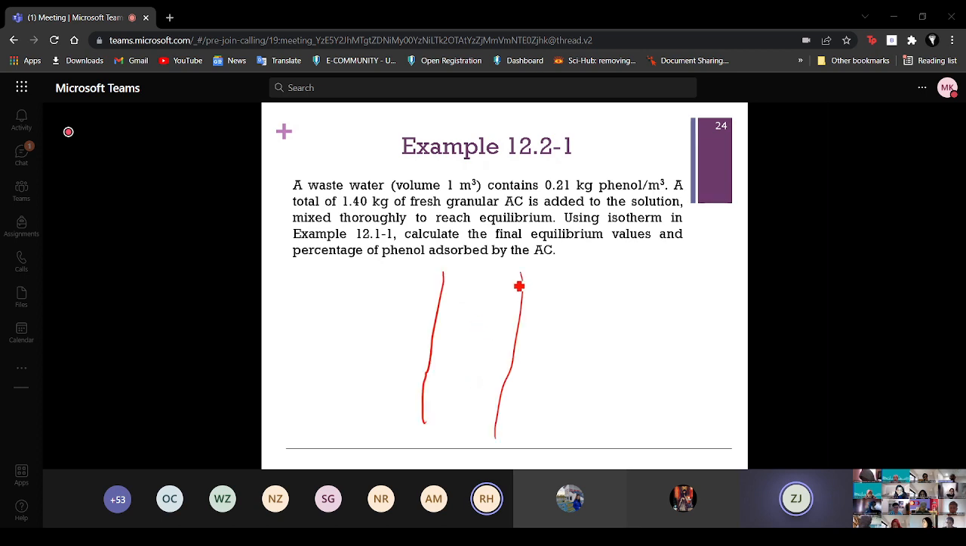Okay, this is the column. This is normally the column. Alright, so you ada outlet lah, and you ada inlet. So what happened inside this column? They put this adsorbent. Okay, this adsorbent is fixed.